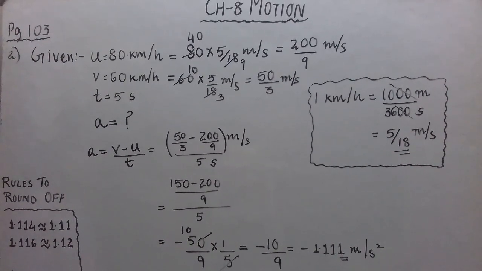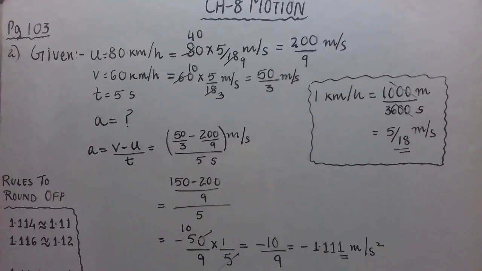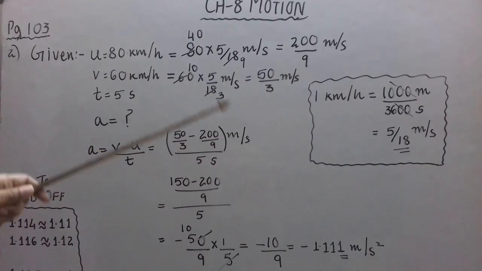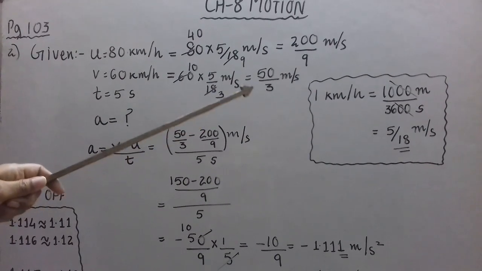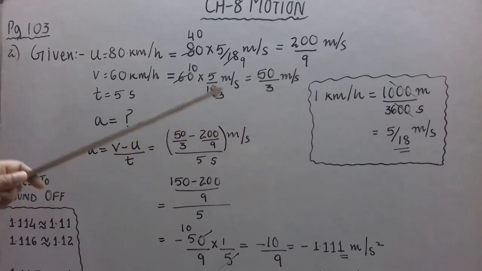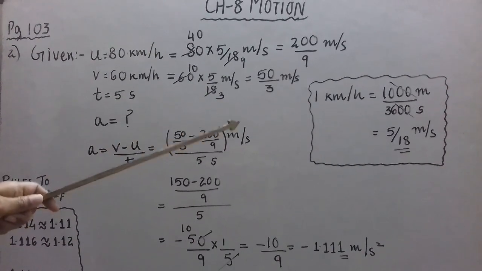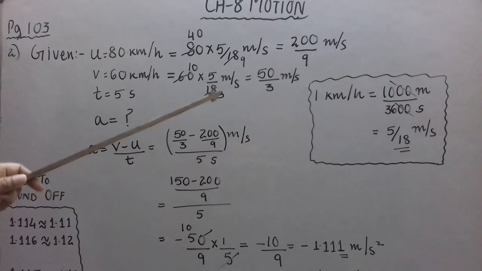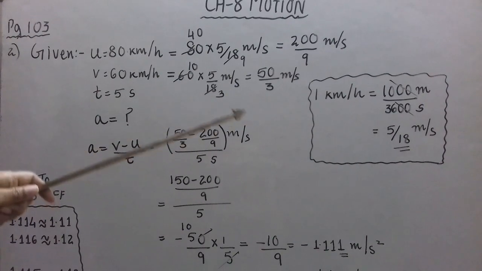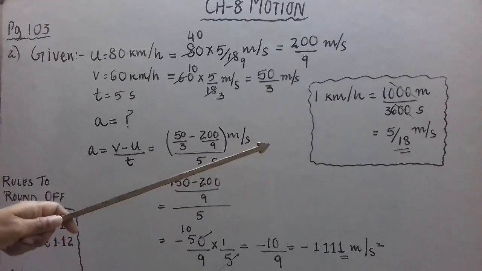How to convert kilometer per hour into meter per second. You must have studied this in your lower classes also, but let us repeat it. See, 1 kilometer per hour is equal to, instead of 1 kilometer, I will convert it into meters. So 1 kilometer is 1000 meters divided by 1 hour. I'll convert it into seconds, and 1 hour is 60 into 60, that is 3600 seconds. So 1 kilometer per hour is 1000 divided by 3600 meter per second, and after simplification the answer comes out to be 5 upon 18 meter per second.